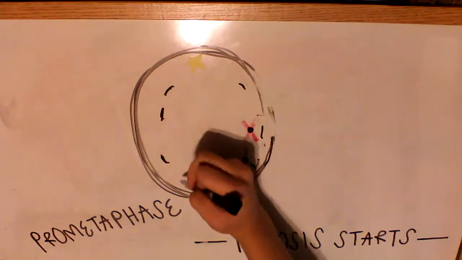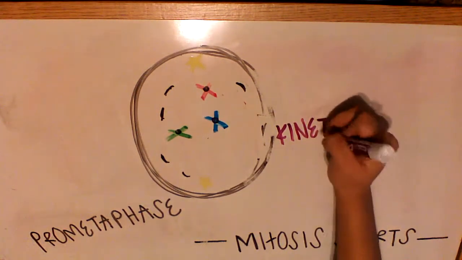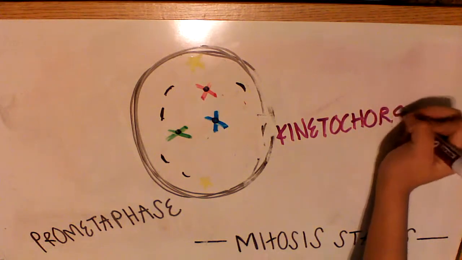The third phase is prometaphase. The dotted line you see is a nuclear envelope breaking apart, and the kinetochore microtubules are interacting with the chromosomes, causing them to move.